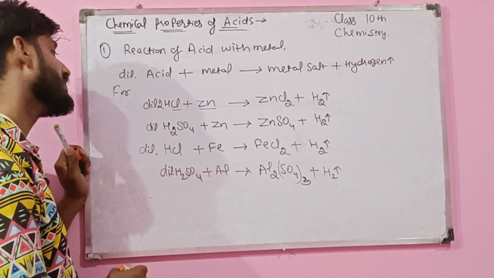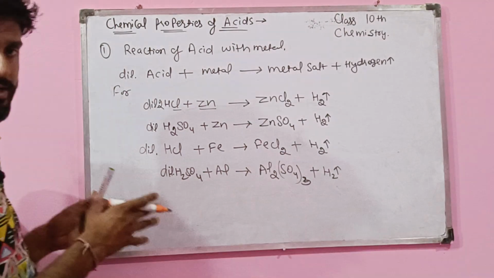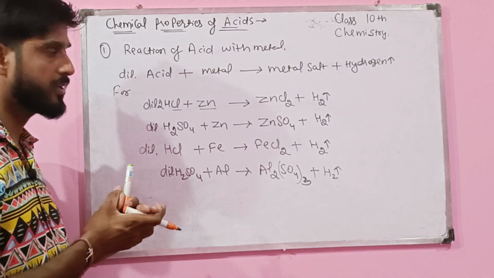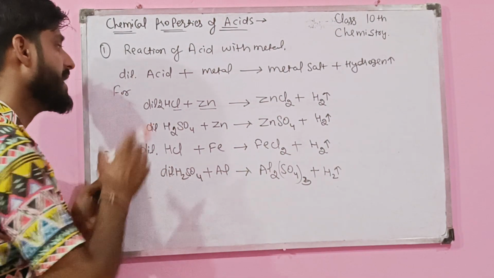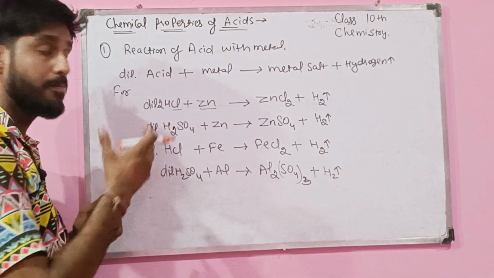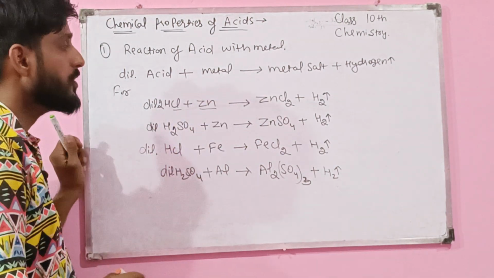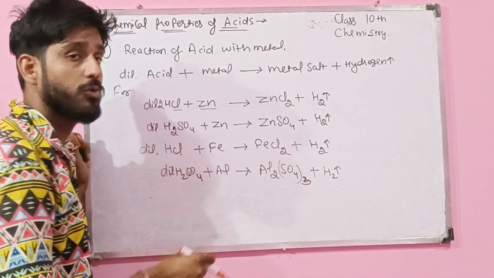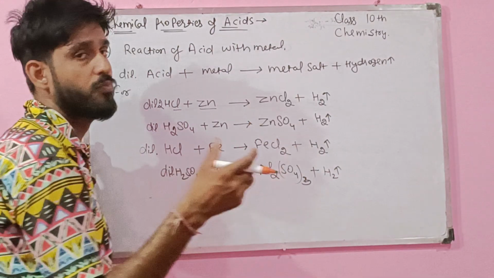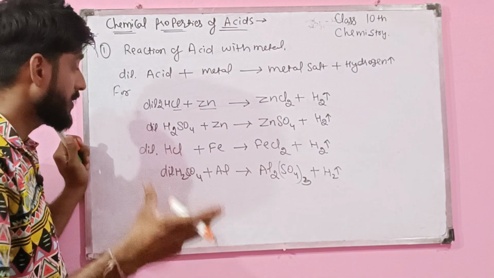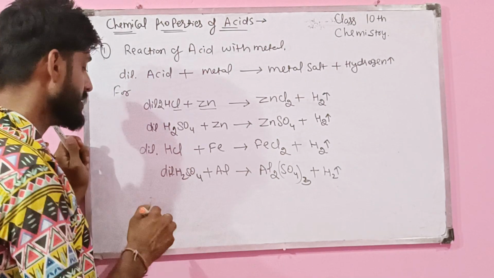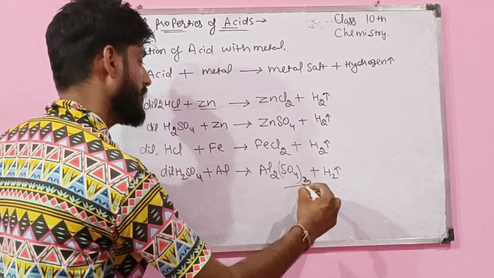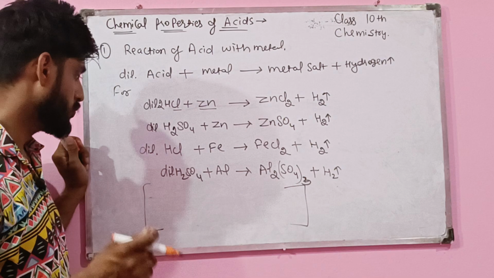So there are many examples of these kinds of reactions in which any acid reacts with any metal, and the corresponding salt of that metal forms with the liberation of hydrogen gas. Here, one thing to remember is this.